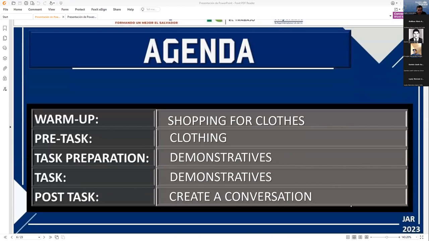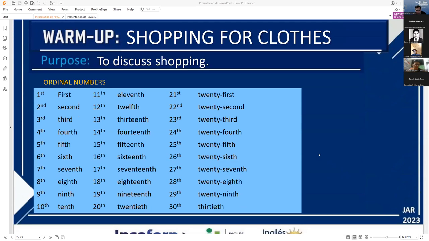We're going to start with, this is the agenda. We're going to start with shopping for clothes, clothing, demonstratives. And we practice demonstratives too. In the task preparation, the introduction to demonstratives, examples and how they are used, and in the task, the practice of demonstratives. And then at the end, we create a conversation that is suggested. So we begin shopping for clothes.